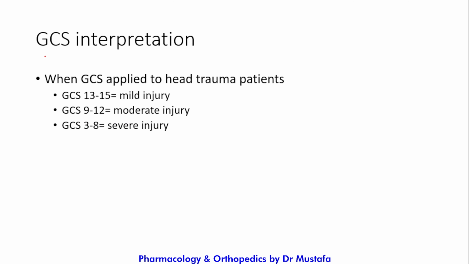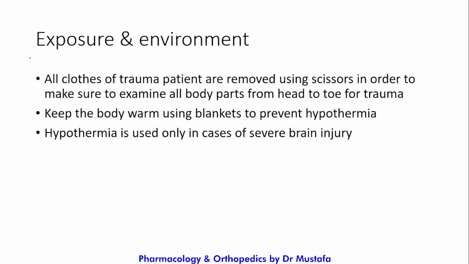So, Glasgow Coma Scale interpretation. After you assign each of the types and give points to them, you add them together. When the Glasgow Coma Scale is applied to head trauma patients, a score of 13 to 15 is considered a mild injury. If it's from 9 to 12, moderate injury, and if it is from 3 to 8, it is severe injury, which requires intubation.